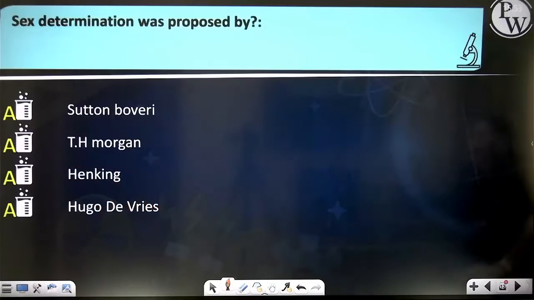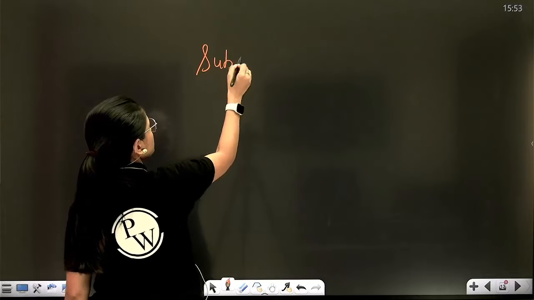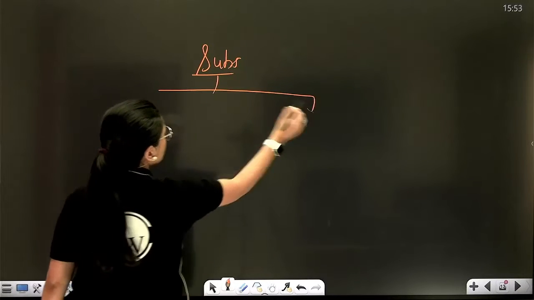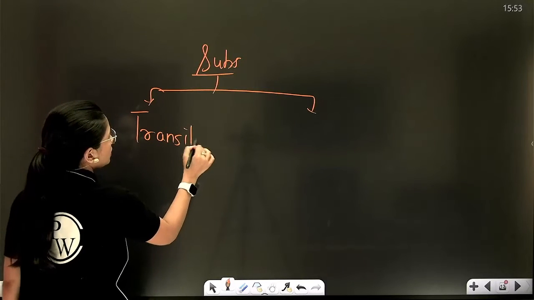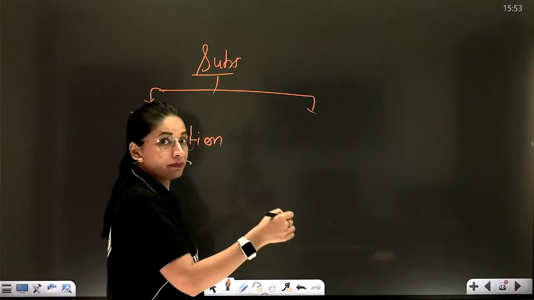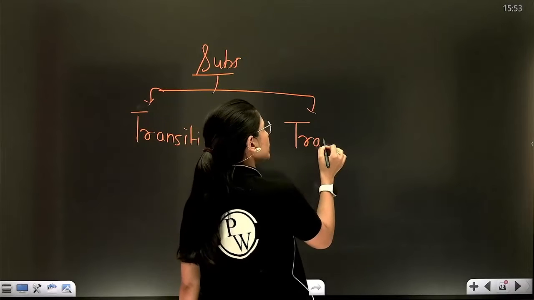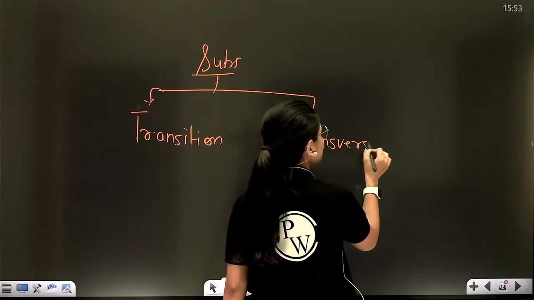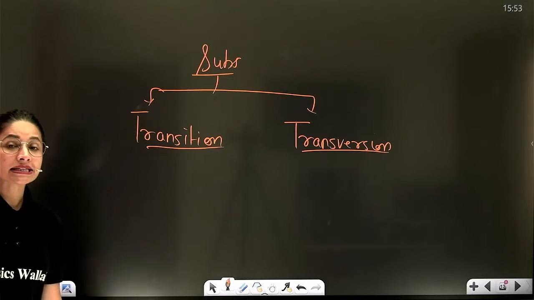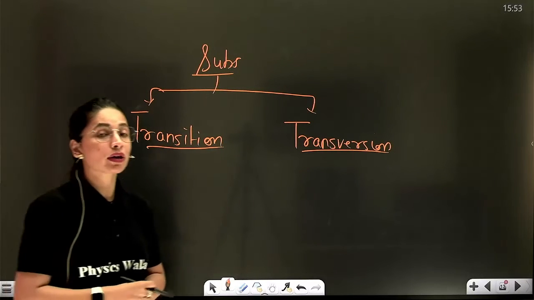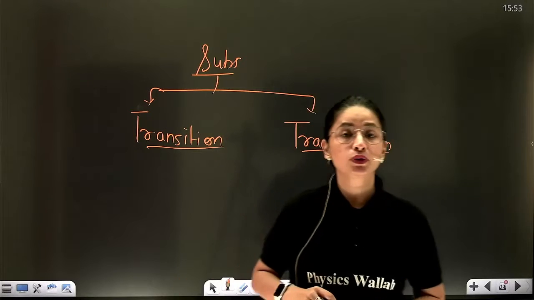Now, they can be of two types. Substitution type of gene mutation beta can be of two types. Transition type of substitution gene mutation and transversion type of substitution gene mutation. What is beta transition? Transition means, okay, first of all, do you know what is purine and pyrimidine?